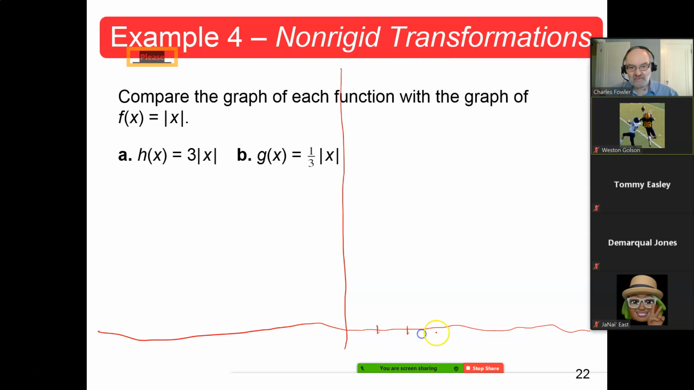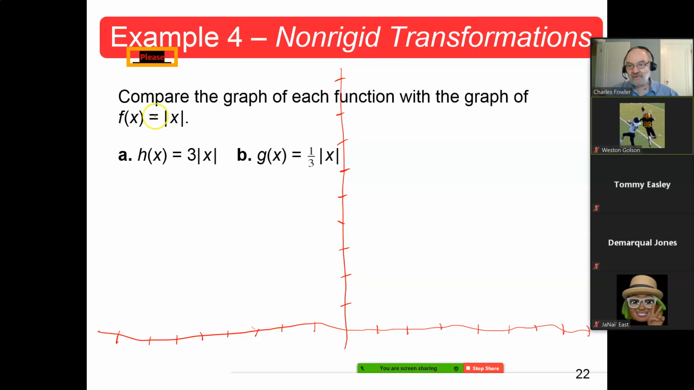And let's tick off a few points. 1, 2, 3, 4, 5, 6, 7, 8. Negative. 1, 2, 3, 4, 5, 6, 7, 8. Positive. 1, 2, 3, 4, 5, 6, 7, 8, 9. Look at that. Okay.